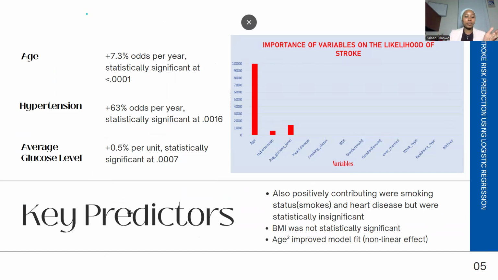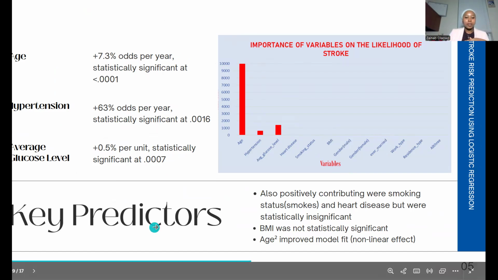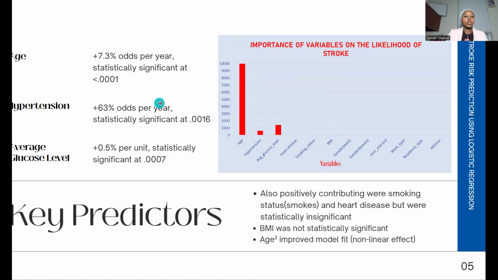Here you're looking at one of our key predictors, age. Generally, we saw that as you grow older, age adds 7.3% to the odds per year. This is very statistically significant, which means that as you grow older, you are at a much higher risk of getting a stroke compared to people who are younger. And hypertension adds about 63%.